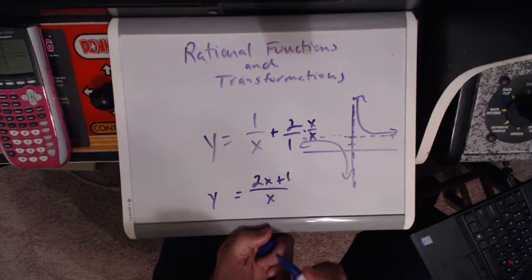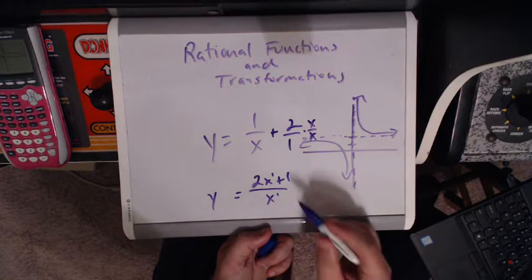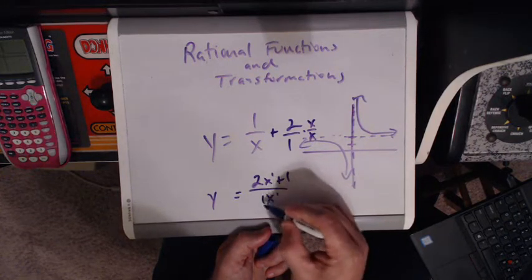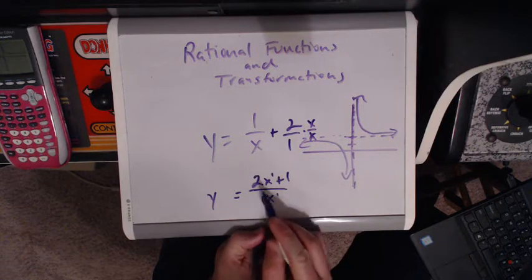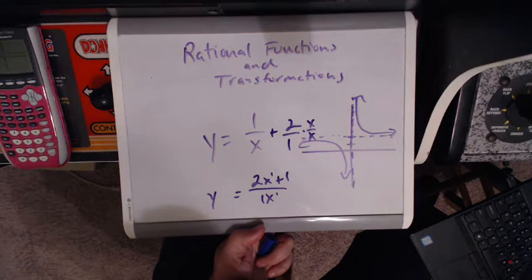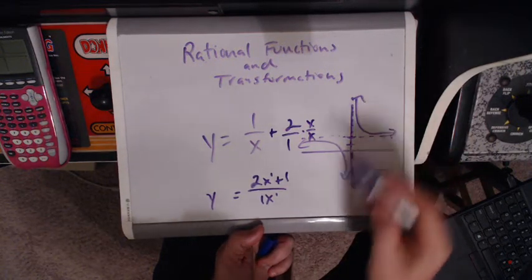Who has the larger degree, the top or the bottom? Well, guess what? They both have a degree of 1, right? So 1 and 1 are equal. So if we went to the lead coefficients, 2 over 1, what's 2 divided by 1? Well, we get that 2, right? What still makes the bottom equal 0? Well, it's still 0. You notice that didn't change.